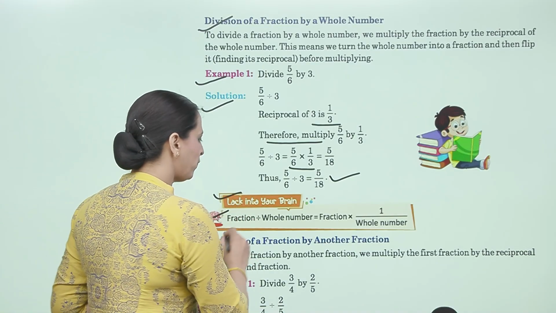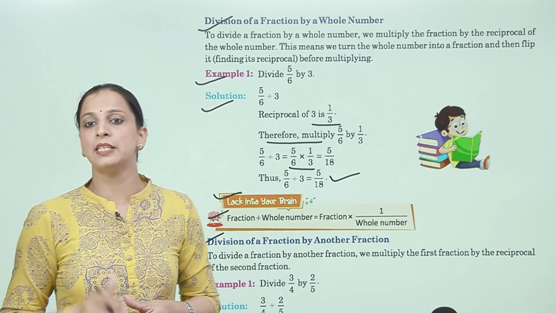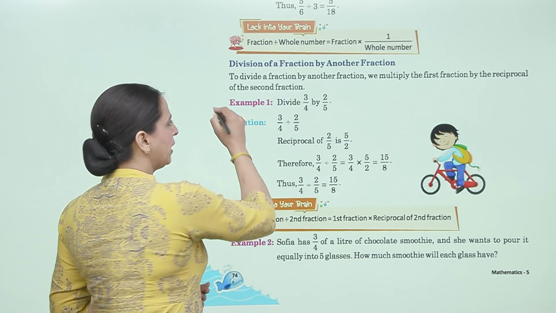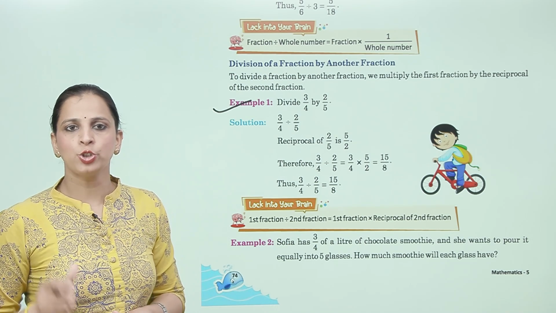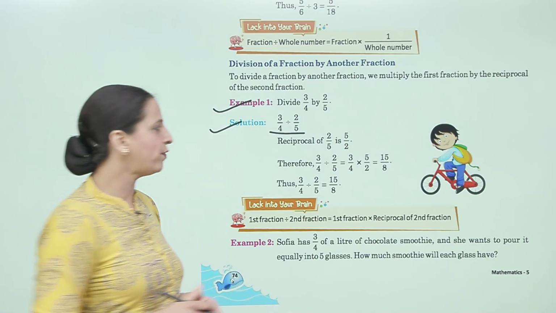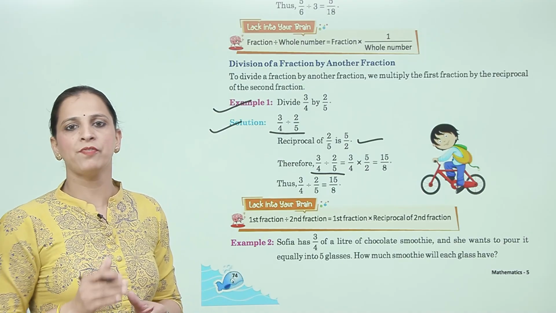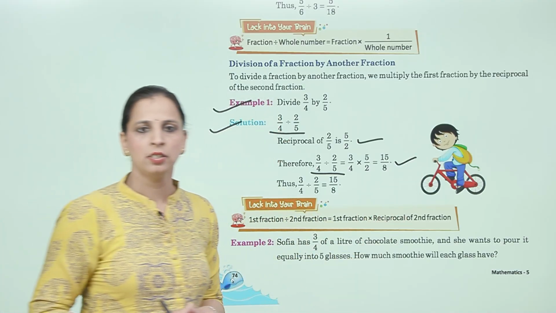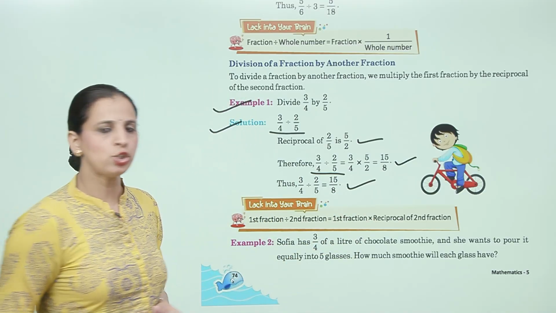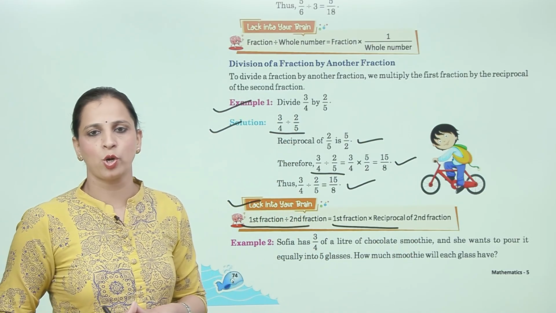Now, division of a fraction by another fraction. To divide a fraction by another fraction, we multiply the first fraction by the reciprocal of the second fraction. Now, example 1, divide 3 by 4 by 2 by 5. Solution, reciprocal of 2 by 5 is 5 by 2. Therefore, 3 by 4 divided by 2 by 5 is 3 by 4 multiplied by 5 by 2, that is equal to 15 by 8. Thus, 3 by 4 divided by 2 by 5 is 15 by 8. Now, lock into your brain, first fraction divided by second fraction is equal to first fraction multiplied by reciprocal of second fraction.